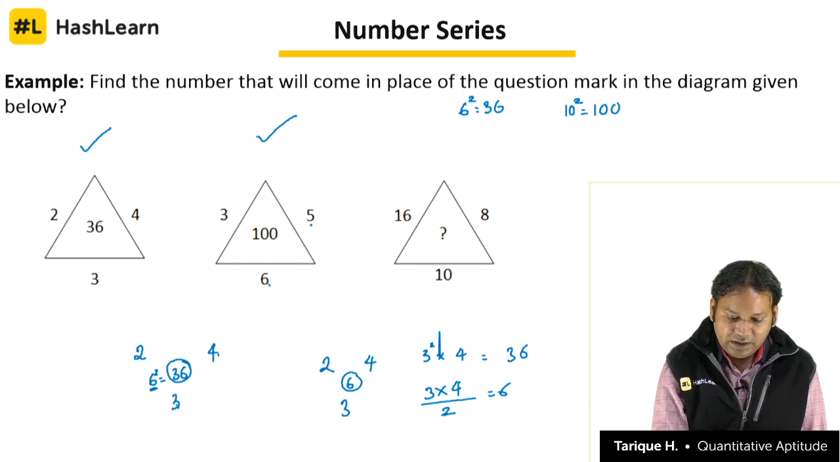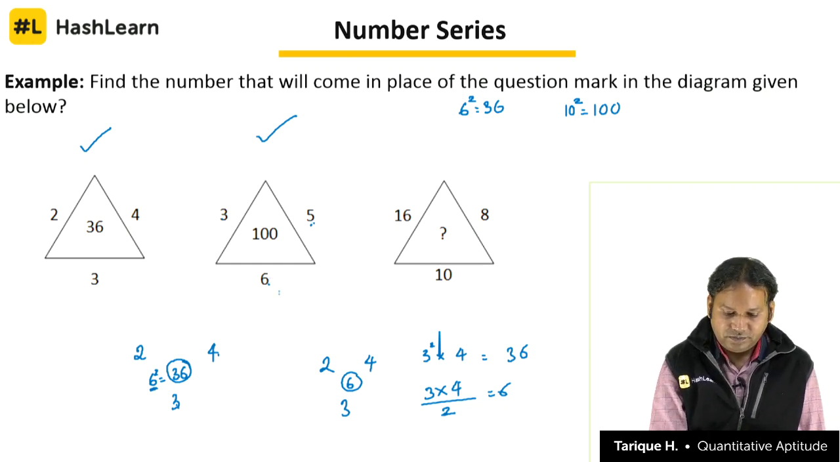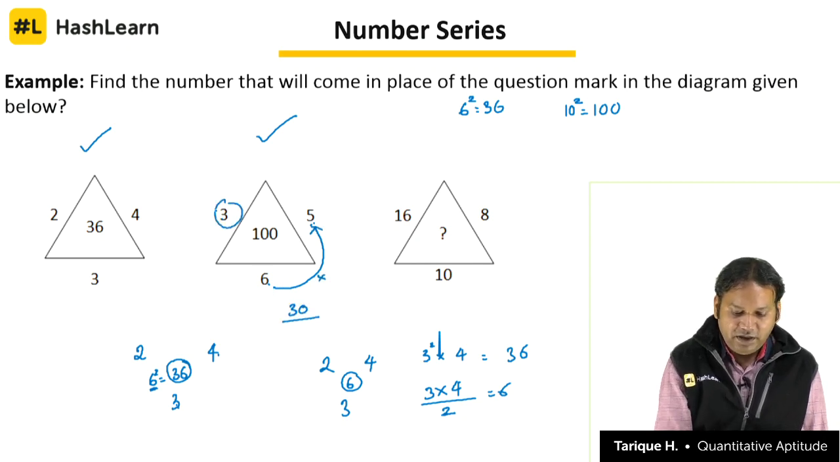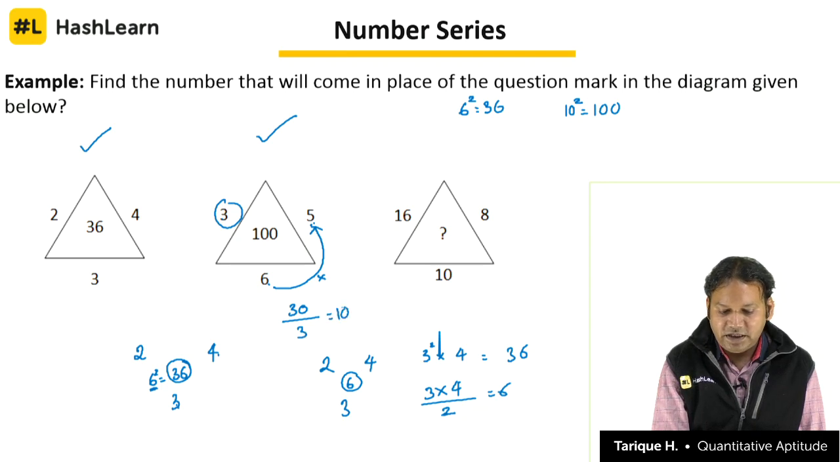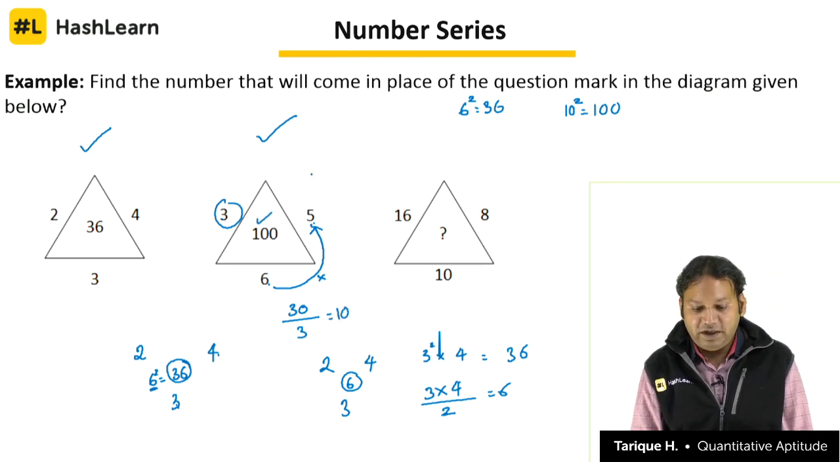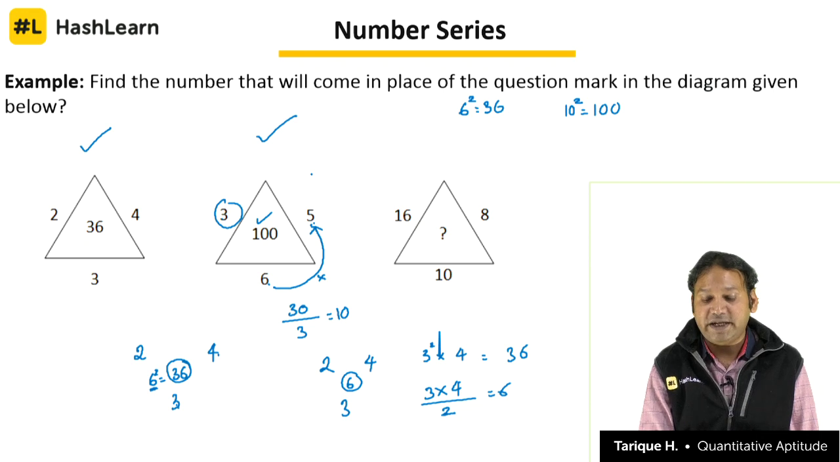Now let's try it here. 6 into 5, multiply 6 into 5. 6 into 5 is 30, divide by 3, 30 by 3 is 10, and 10 square is 100. Correct, perfectly right. Identical logic used in the first and second diagram.